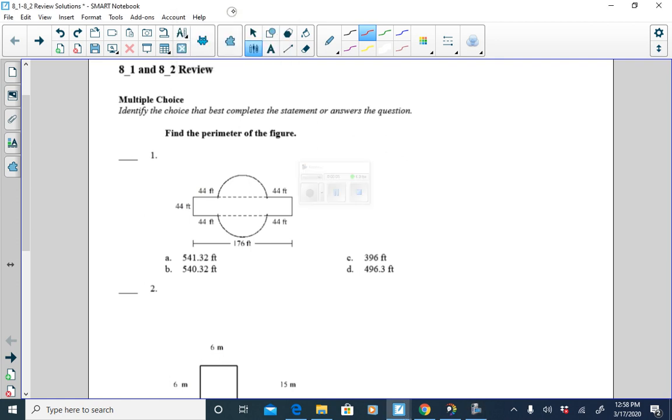Okay guys, we're going to go through each one of these review problems that you worked on today, in preparation for your quiz tomorrow. Problem number one, you're asked to find the perimeter of the figure.